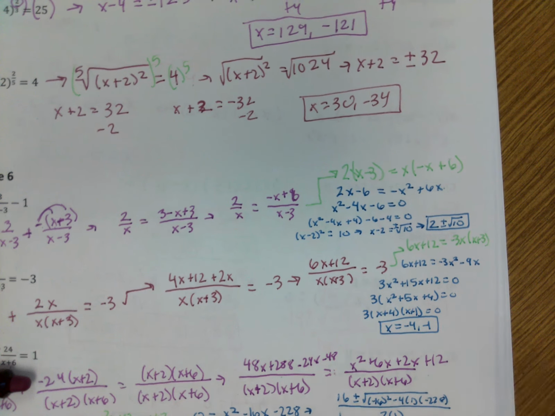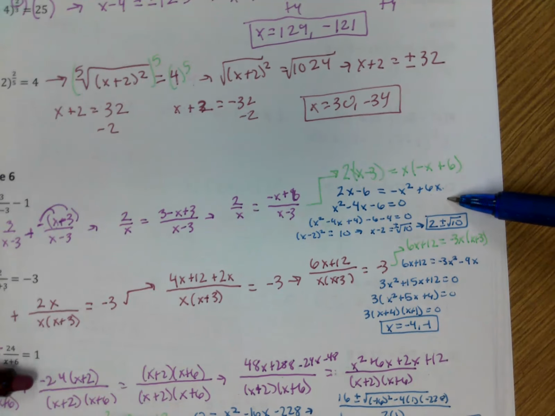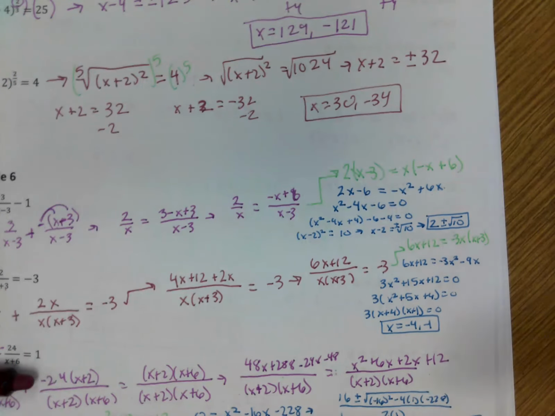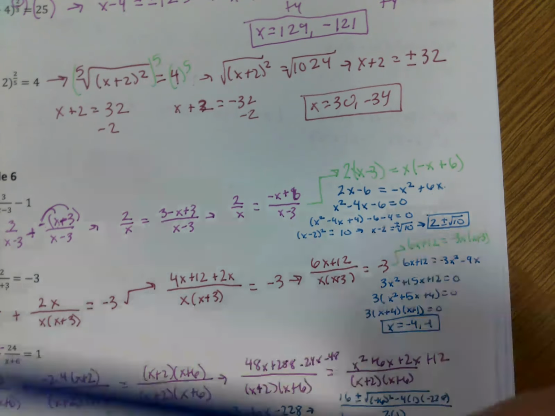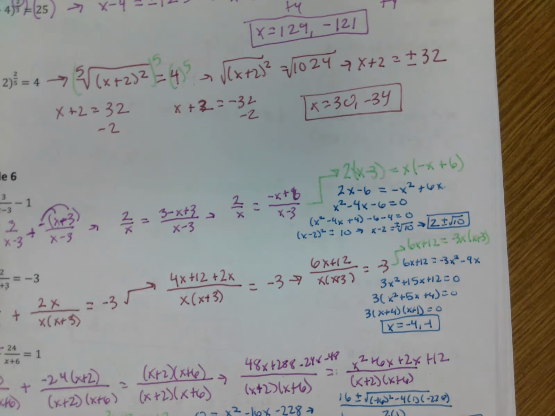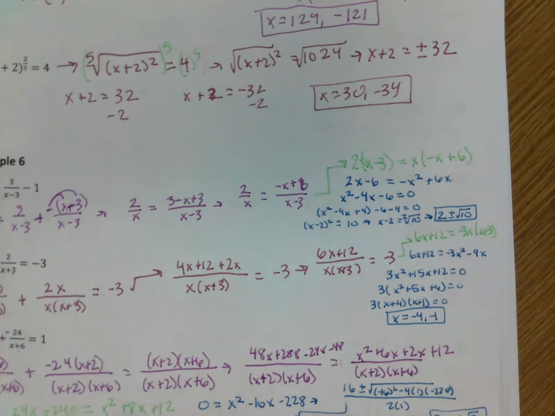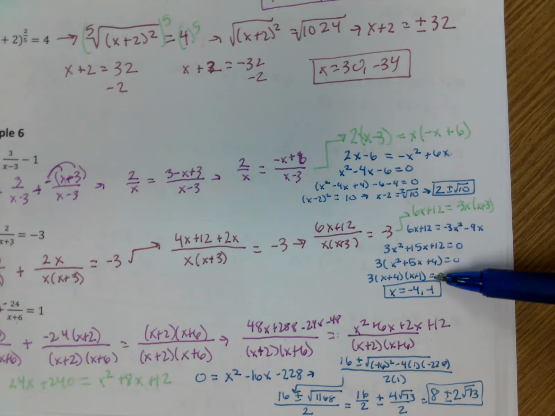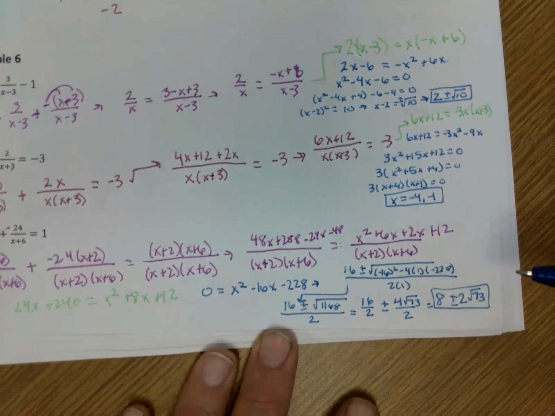So the first one, I solved by moving everything over. Couldn't factor it, so I solved by completing the square. So you got 2 plus or minus square root 10. Now at this point, you can either choose to solve by completing the square or quadratic formula. I'm showing you both. Here, move everything over, and I can actually factor this. So I get negative 4 and negative 1.